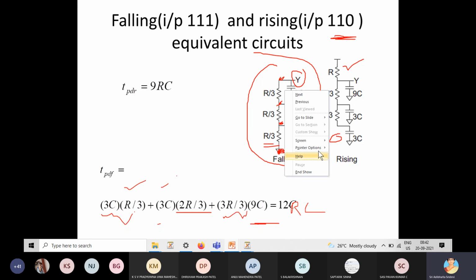So here it is rising. This network is anyhow off because it is a series network. When one NMOS is off, this is completely off. Then what is the path for rising? We have only a single resistor R and capacitance 9C. So there is no need of finding the Elmore delay here because we have only a single RC network. So obviously the rising propagation delay is just directly 9RC. Got it?